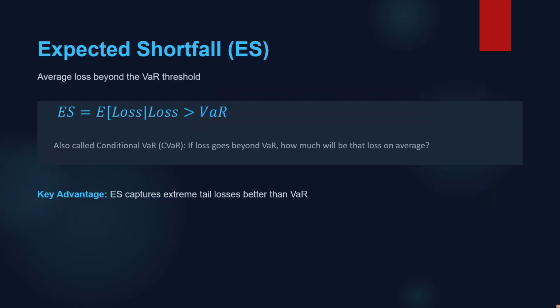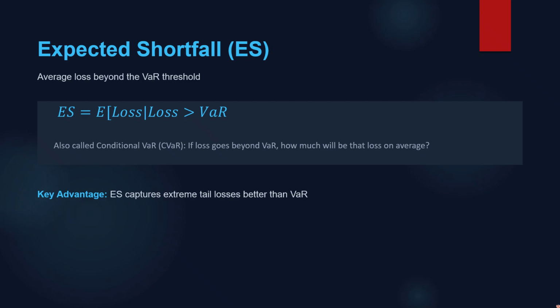Expected shortfall, or ES, addresses one of VAR's key limitations. It is also called conditional VAR or CVAR. ES is defined as the average loss beyond the VAR threshold. While VAR asks how bad it can get 95% or 99% of the time, ES asks: if we exceed VAR, if we are in that tail, what is the average loss we face? The alternative name, conditional VAR, reflects this. It is the expected loss conditional on exceeding the VAR threshold. If loss goes beyond VAR, how much will that loss be on average?